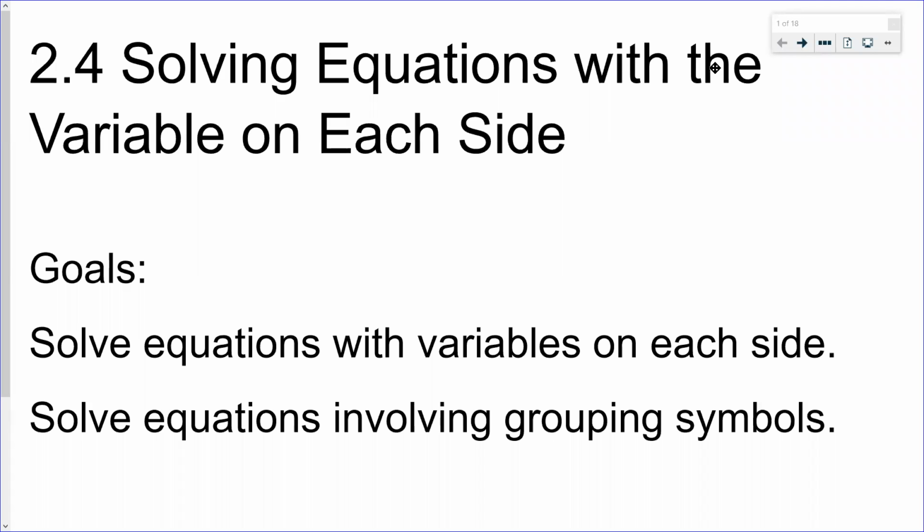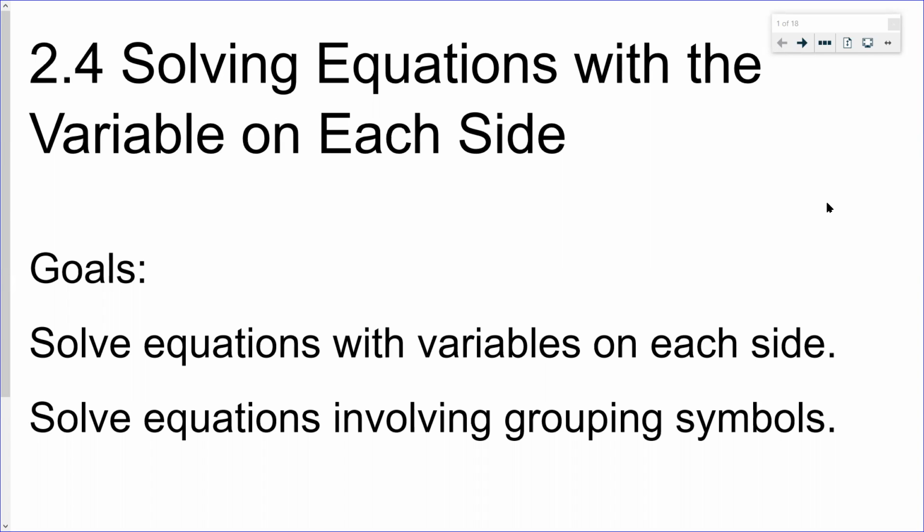All right, so what we are looking at here is 2.4, solving equations with variables on each side. So we've always looked at equations where we've put the variables always on one side of the equal sign. But now what we're going to do is put variables on both sides of the equal sign. We're going to stay with the same variable for right now. So if it's x on one side, it's going to be x on the other side. If it's m on one side, it'll be m on the other side.